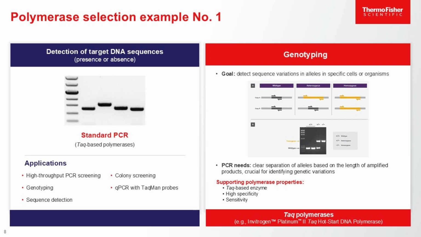Typical applications of a standard PCR include high throughput PCR screening, genotyping, sequence detection, and colony screening. Here we will give an example of a genotyping experiment. Genotyping is used to detect gene variations in alleles in specific cells or organisms. Taq-based polymerases like Platinum II Taq offer specific and sensitive separation of alleles based on the length of amplified products that are crucial for identifying genetic variations.